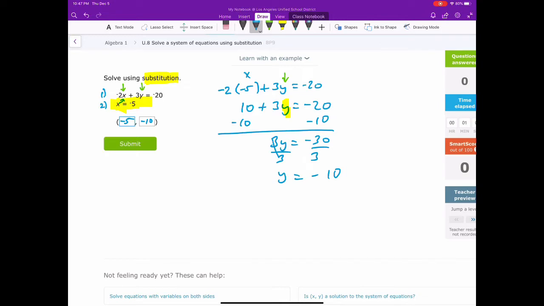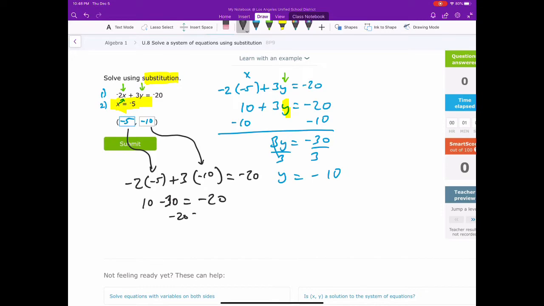If you want to double check, we can plug x and y into our original equation. Let's go ahead and do that. Rewrite it as negative 2x plus 3y. Does this equal negative 20? x we said was negative 5. y we said was negative 10. So 10 plus, wait, a positive times a negative is negative 30. Does that equal negative 20? Yes, it does. Negative 20 equals negative 20. Okay, next problem.